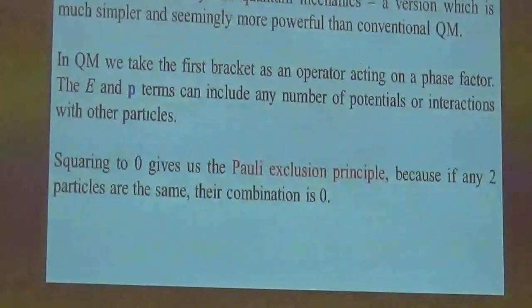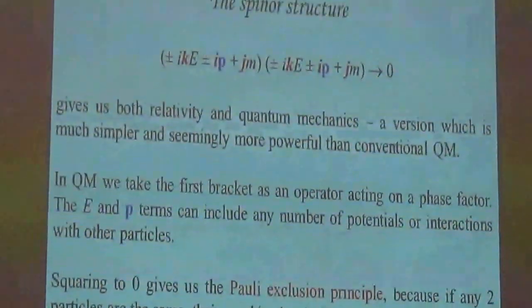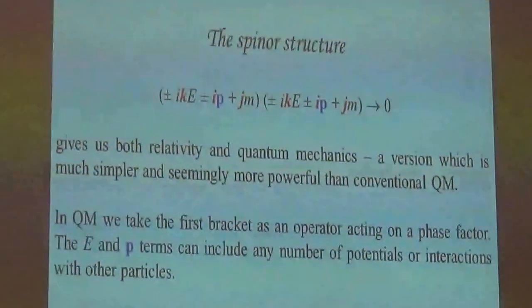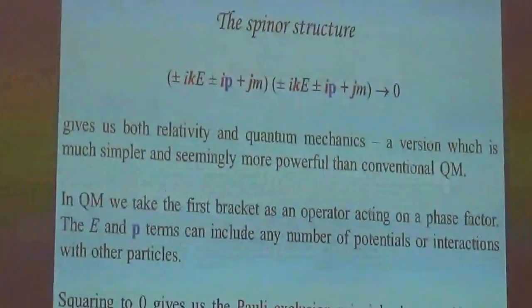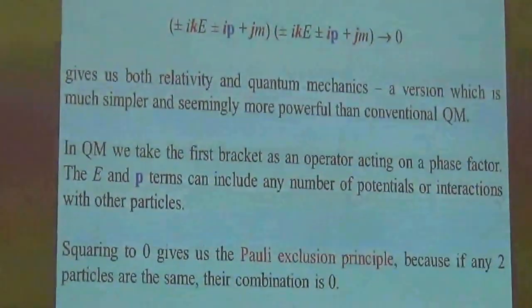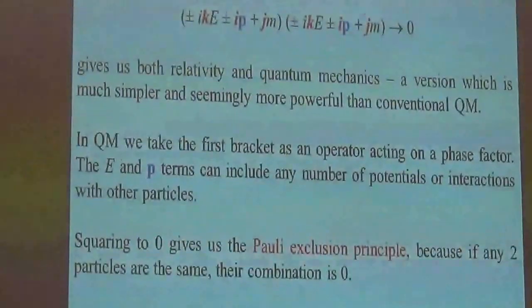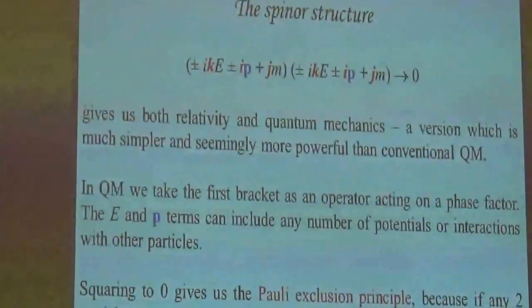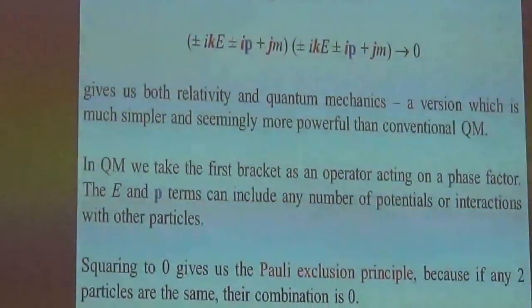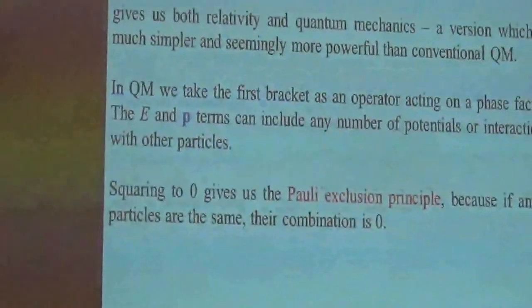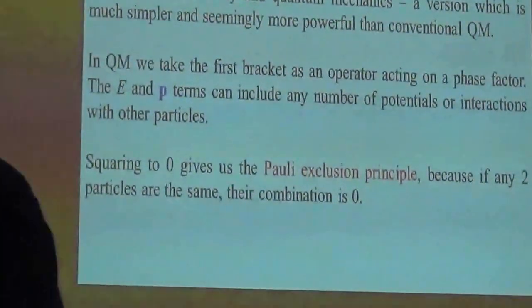So this object here incorporates relativity and quantum mechanics in a more powerful version than the conventional version. In quantum mechanics, we take the first bracket as an operator acting as a phase factor because we've chosen the non-conserved option, not the conserved option. The E and P term can include any number of potentials. Squaring to zero gives us Pauli exclusion because if any two particles are the same, when we combine them, we get nothing.